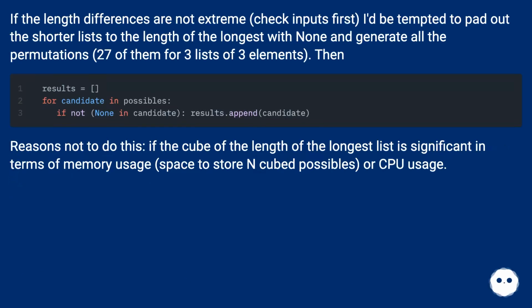If the length differences are not extreme, check inputs first. I'd be tempted to pad out the shorter lists to the length of the longest with None and generate all the permutations, 27 of them, for 3 lists of 3 elements. Then, reasons not to do this: if the cube of the length of the longest list is significant in terms of memory usage, space to store n cubed possibles, or CPU usage.